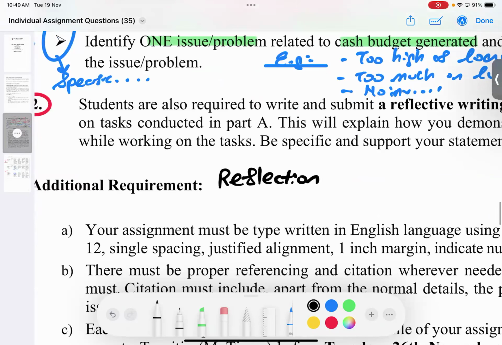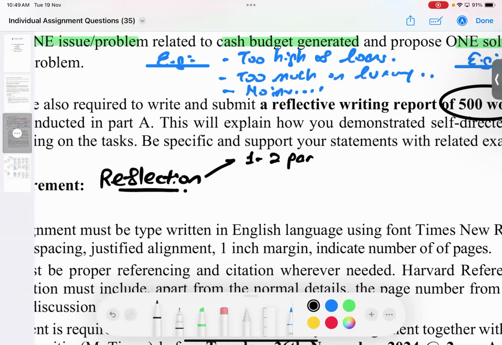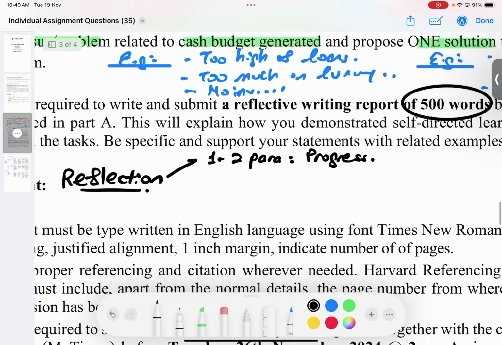Example. Okay, first one. Reflection is talking about what you learned. This is something you can talk on. For the first one to two paragraphs, you can talk about your progress of doing this assignment. For example, what are the challenges that you face with your group mates?